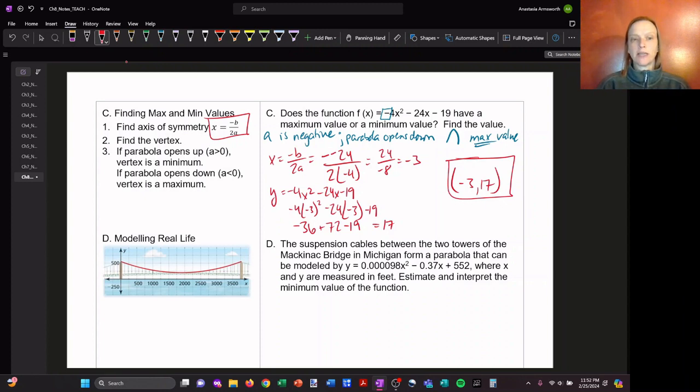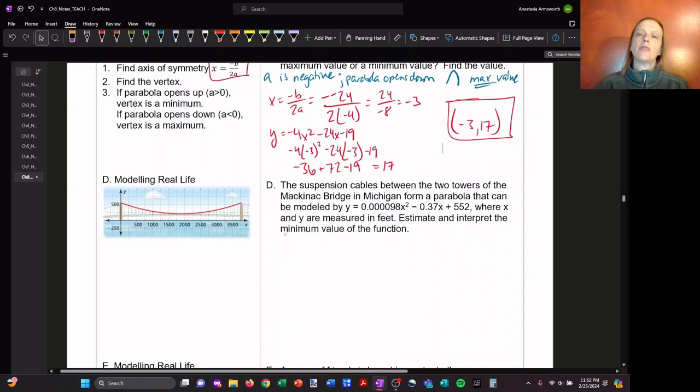Let's look at a real world example. This is the Mackinac Island Bridge in Michigan. This suspension bridge has cables that form a parabola shape between the two pillars. And that parabola is modeled by this function here. And x and y are both measured in feet according to this equation. And we are supposed to estimate and interpret the minimum value of the function. So I want to know the minimum value here.